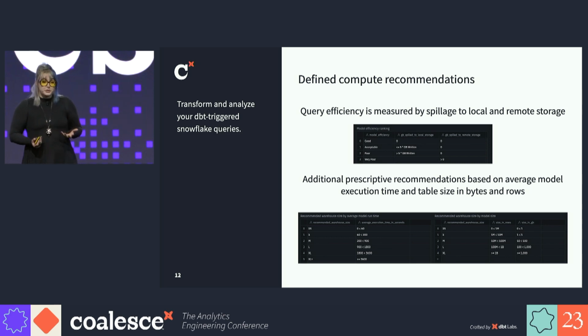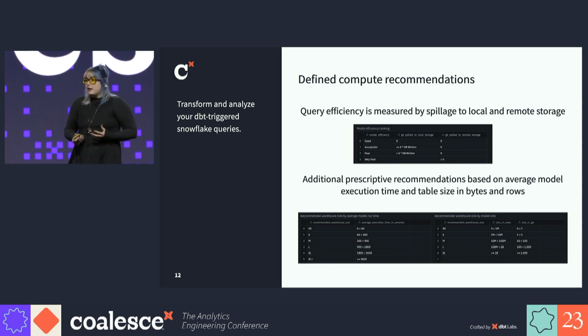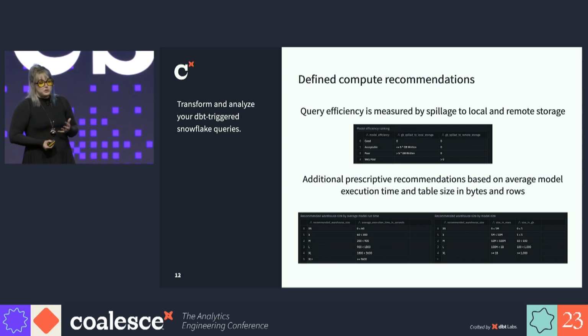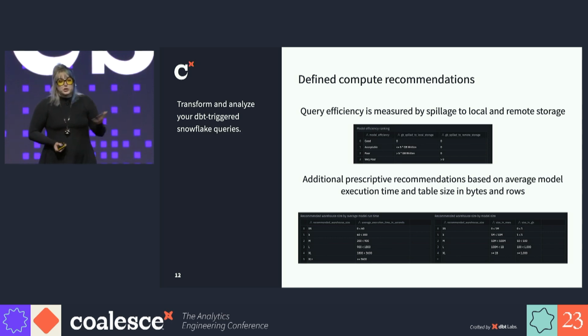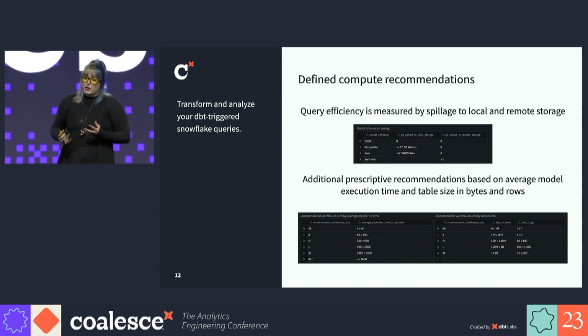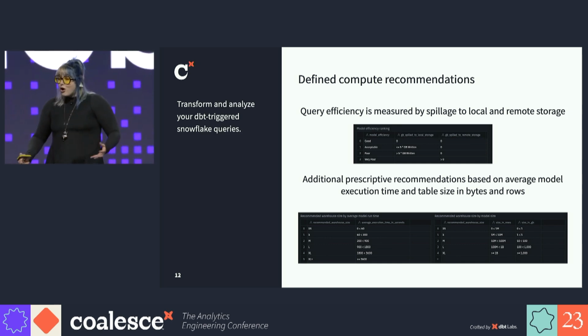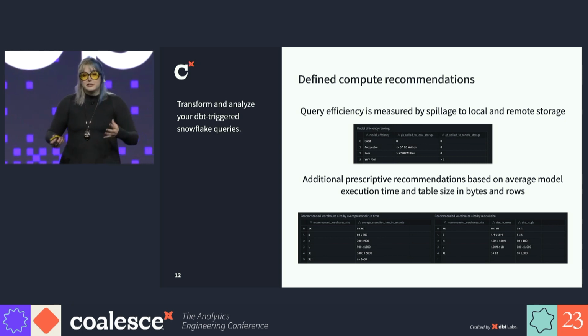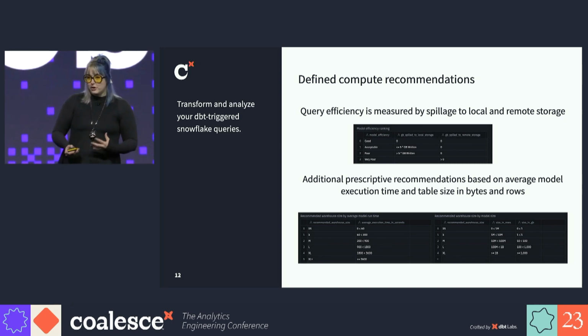We also look at object size in gigabytes and in row count. And we recommend a warehouse size based on those. When we apply these rules, the DBT model that I showed you in that previous slide prescribes the appropriate compute for all DBT models in the project. So we get project-wide analysis of our performance on Snowflake.